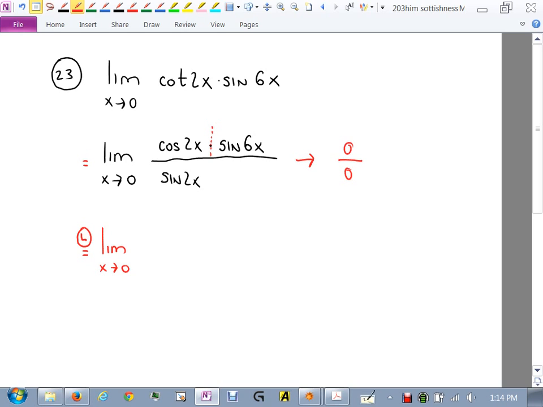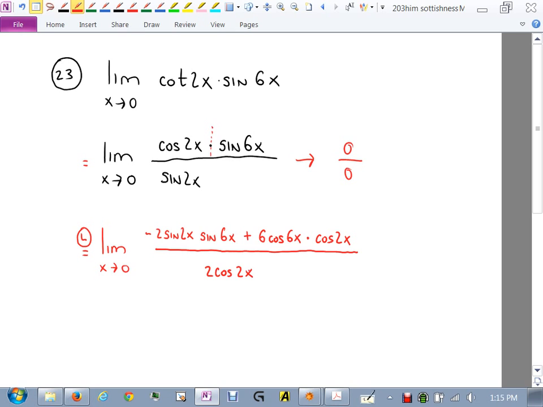Derivative of cosine of 2x is negative 2 sine 2x. So I already did the derivative. Cosine is negative sine of 2x, then times the derivative of what's inside, which is 2, and then I pulled that 2 out front. Then times the second function, plus, now derivative of sine of 6x is 6 cosine 6x times the first one, cosine 2x, over derivative of the bottom, 2 cosine 2x.